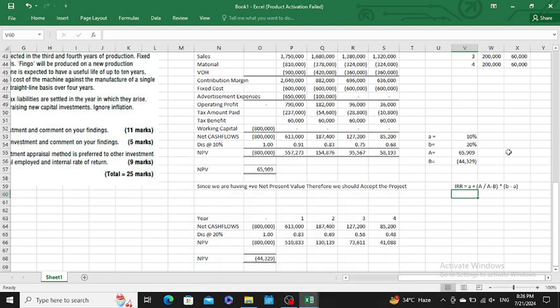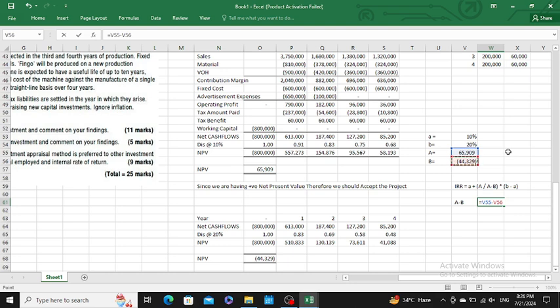Sir, our internal rate of return formula is small a plus capital A, bracket, capital A divided by capital A minus capital B, into small b minus small a. So I would calculate it in its parts. Firstly, I would subtract A minus B, which means that the positive NPV is 65,909, subtracted with minus 44,329, which means minus minus plus.